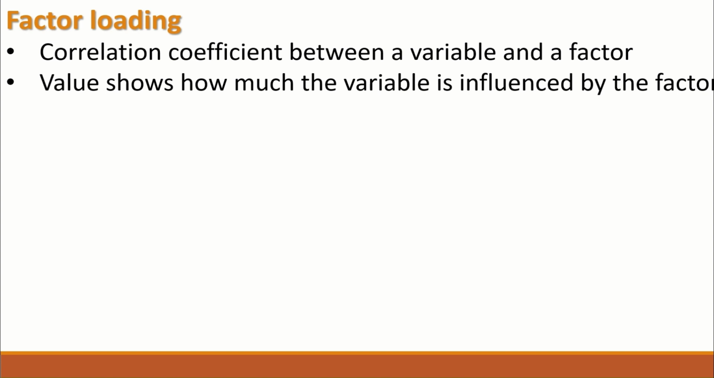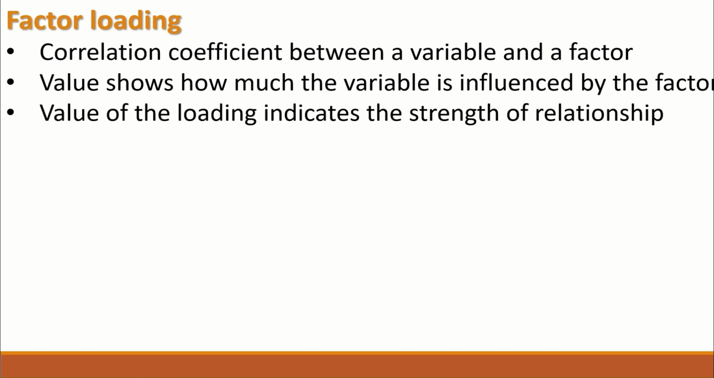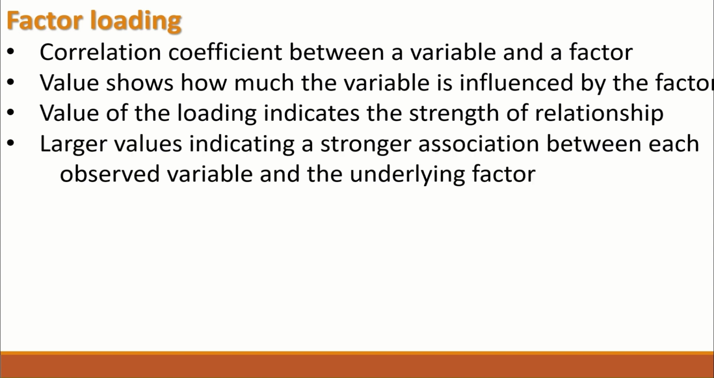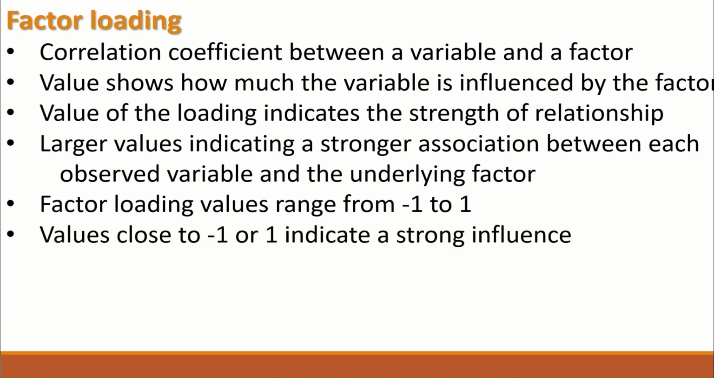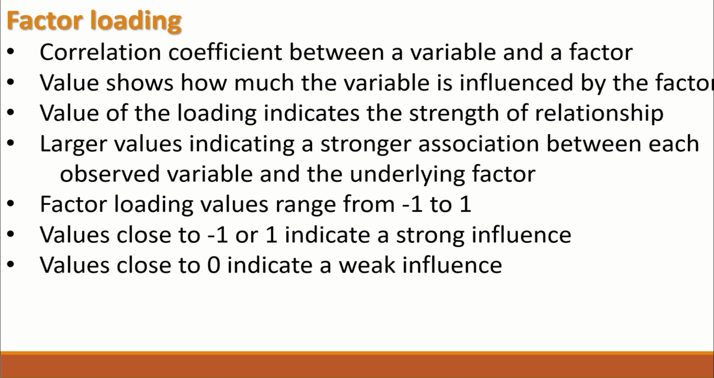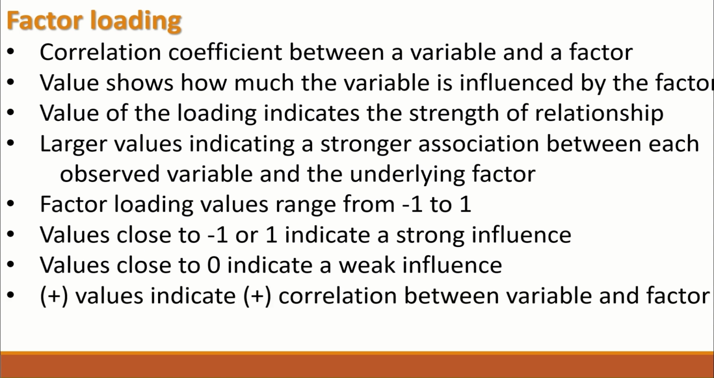The value shows how much the variable is influenced by the factor. The factor loading value indicates the strength of the relationship between the items and the factors. Larger values indicate stronger association between observed variable and the underlying factor. So factor loading values range from -1 to 1. Values close to -1 or 1 indicate a strong correlation. Values close to 0 indicate a weak influence.